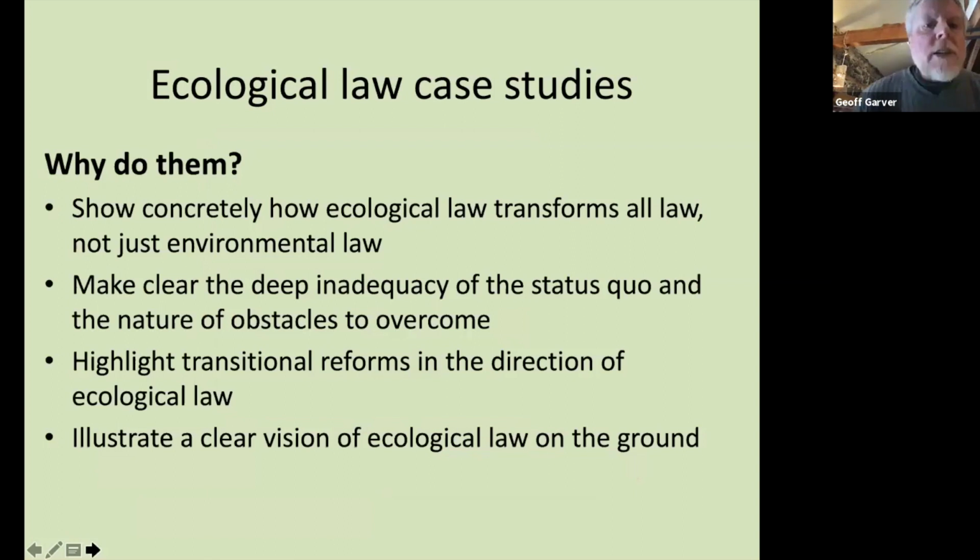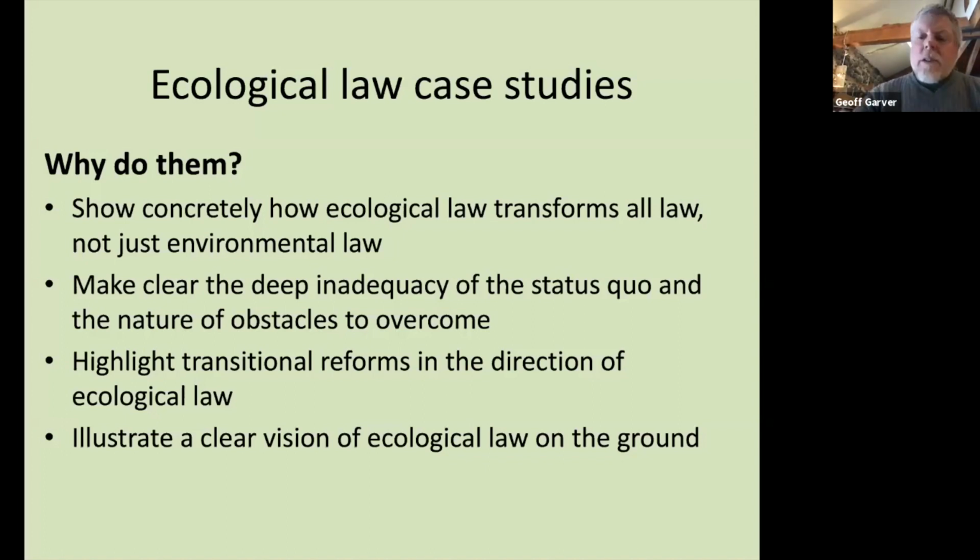Well, why do these ecological law case studies? First, again, is to try and show concretely how ecological law transforms all areas of law, not just environmental law. I'm involved with several others on a book project, which we're calling From Environmental to Ecological Law. And ecological law is often cast as a counterpoint to environmental law.